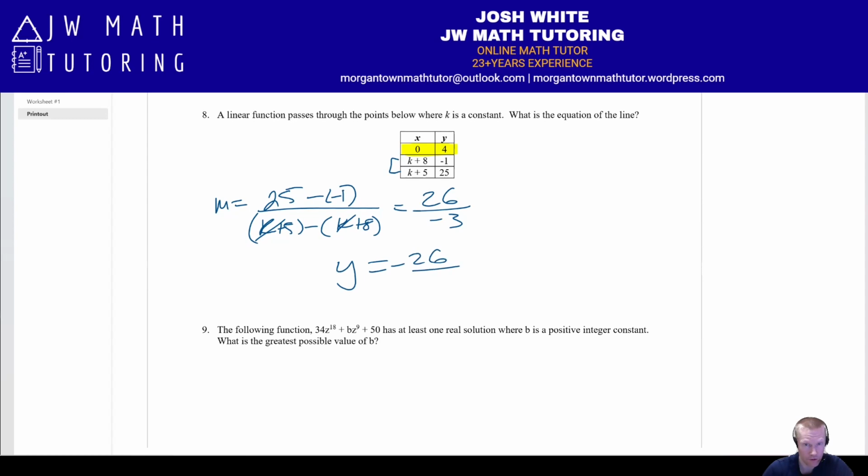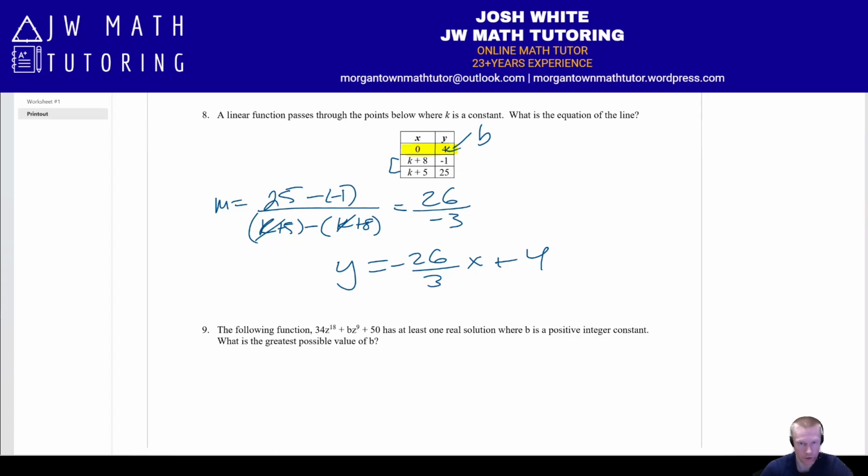It's y equals negative 26 thirds x plus 4. This is our b value right here. So that's the equation of the line. It's negative 8 and 2/3 for the slope, negative 8.66666 repeating. Okay? So this is the quick, fastest, easiest way.